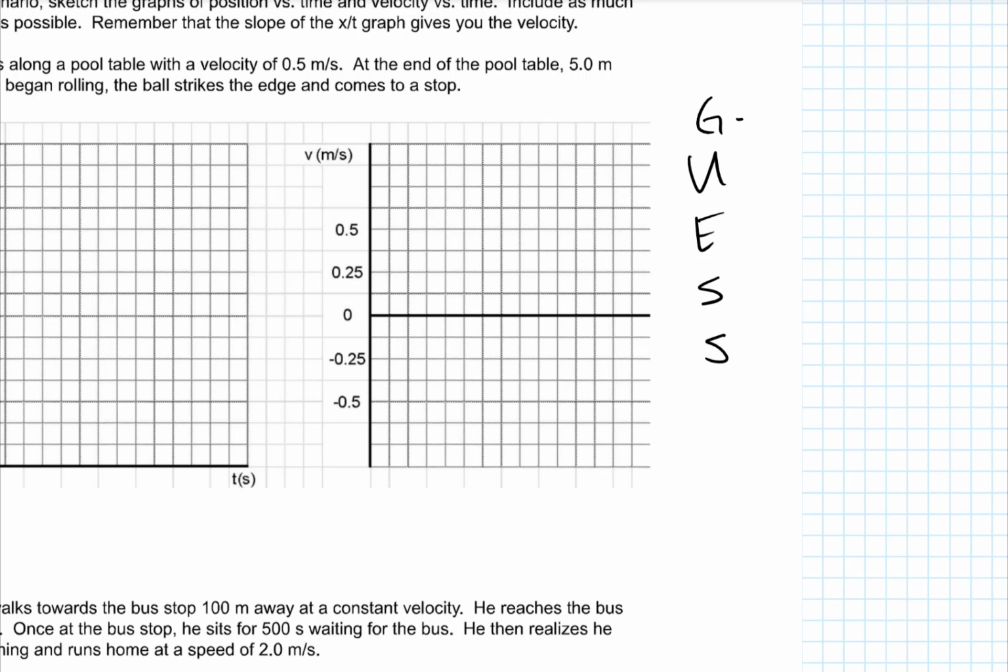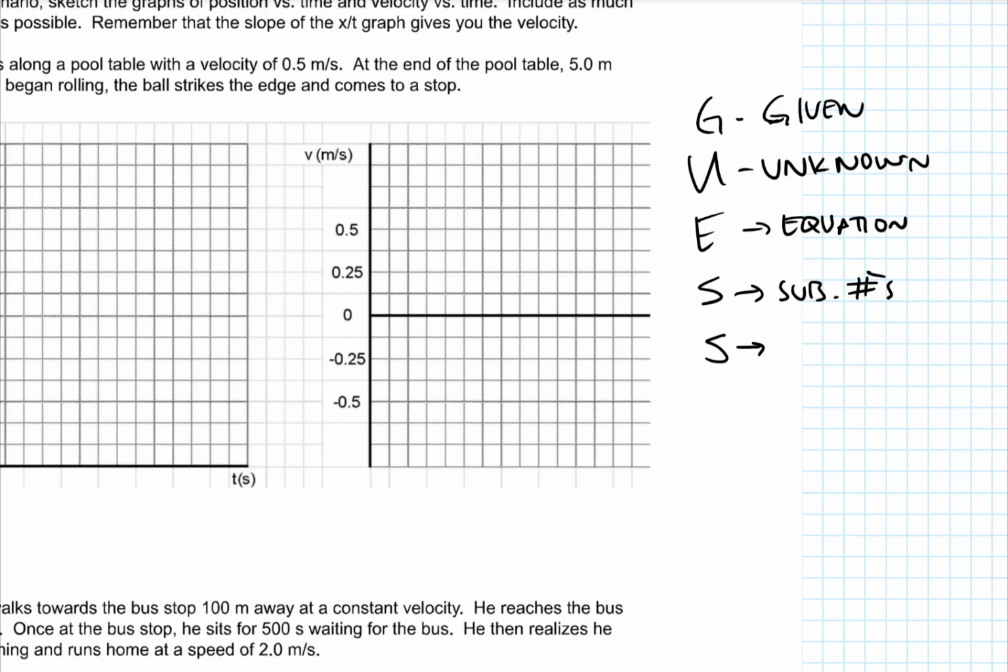G-U-E-S-S. G is for our given information. U is for our unknown information. E is for the equation that we will use. S is for substitute your numbers. And the other S is for solve.